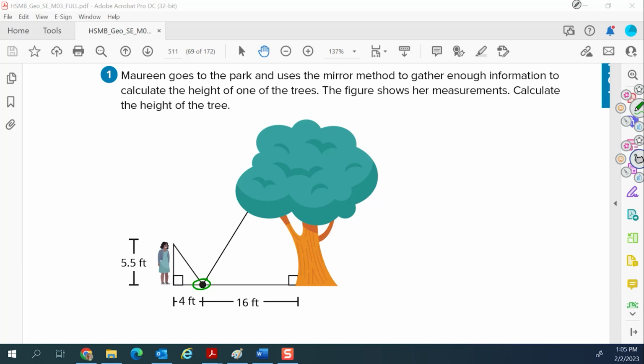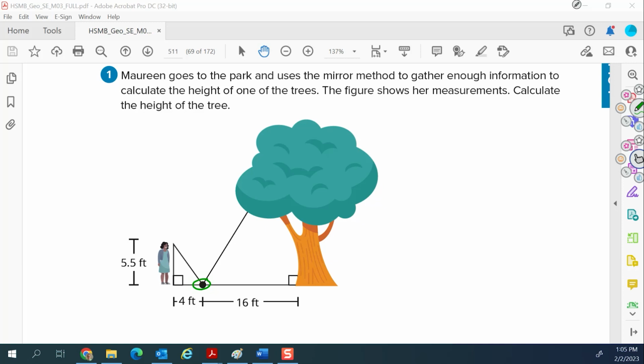The figure shows her measurements. So her eyes, now it's a little bit incorrect. It really should be to her eyes, not the top of her head. But let's say her eyes are 5.5 feet off the ground. And she is standing 4 feet away from the mirror. And that mirror is 16 feet away from the tree.